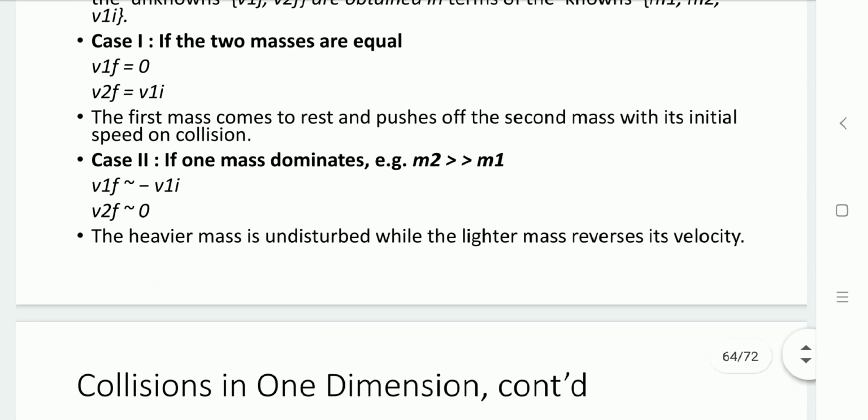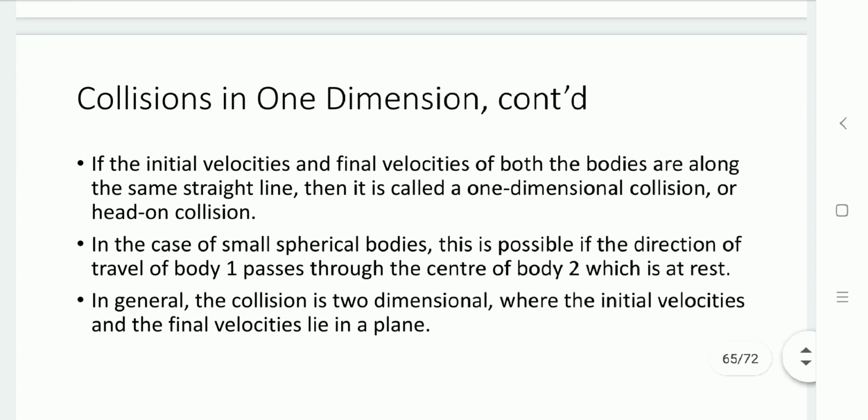So if the initial velocity and final velocity of both bodies are along a straight line, then it is called a one-dimensional collision or head-on collision. In the case of small spherical bodies, this is possible if the direction of travel of body 1 passes through the center of body 2, which is at rest. Then there is the collision in two dimensions, where the initial velocities and final velocities lie in a plane.